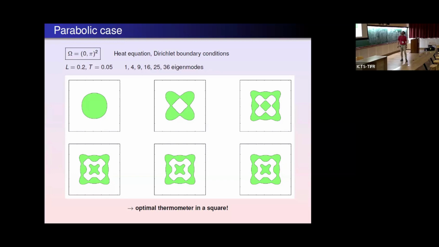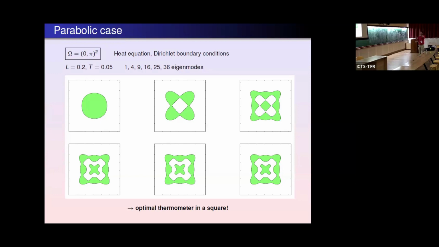So let us take as a domain capital omega, let's say the square. Let us choose capital L equal to 0.2. It means that inside the square, you are allowed to spread 20% of the surface as being sensors. This is what you are allowed to do.